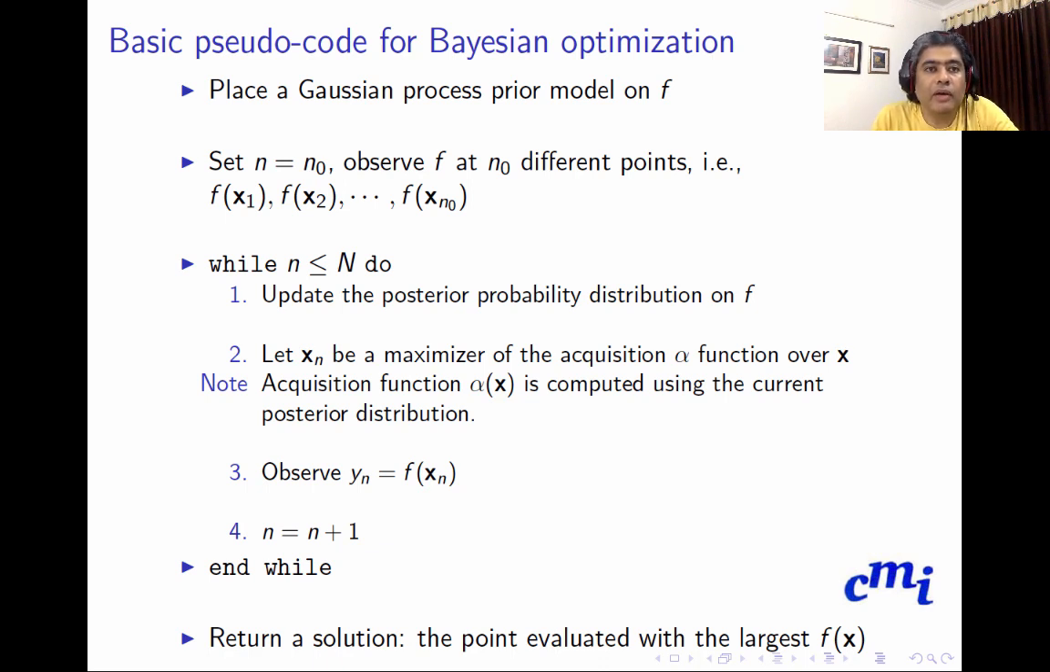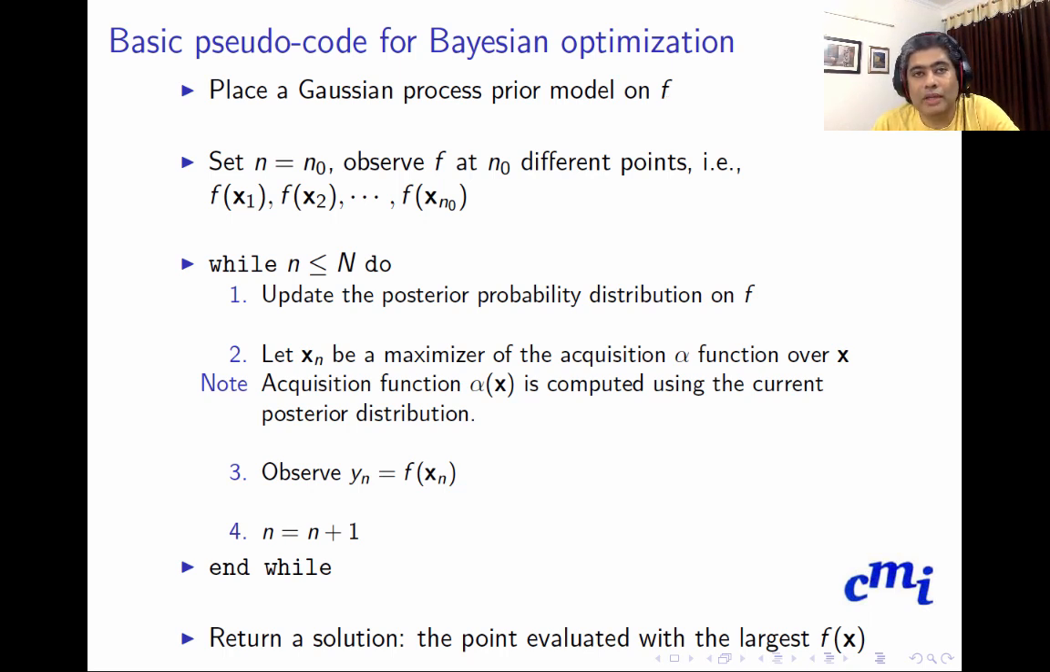Here I'm providing a sort of pseudo code of Bayesian optimization. First, you place a Gaussian process prior model on f. Here is an interesting phenomenon that I have noticed: more than 90-95% of the papers on Bayesian optimization use a Gaussian process prior to model f. But there is no hard and fast rule that you have to use a Gaussian process prior to model f.